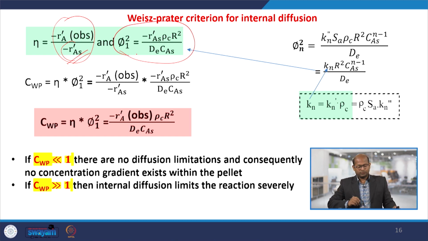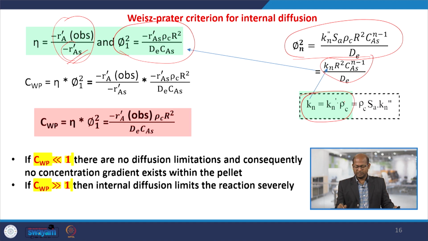So, phi 1 squared is for first order reactions, and this is for nth order reactions, phi n squared, which equals this, and we can simplify it. Here k_n we can replace in terms of k_n prime times rho_c, where rho_c is the density of the catalyst, S_a is the surface area of the catalyst, and k_n double prime. We discussed that in our last class: how the rate constants relate in terms of volume, surface area, and mass.